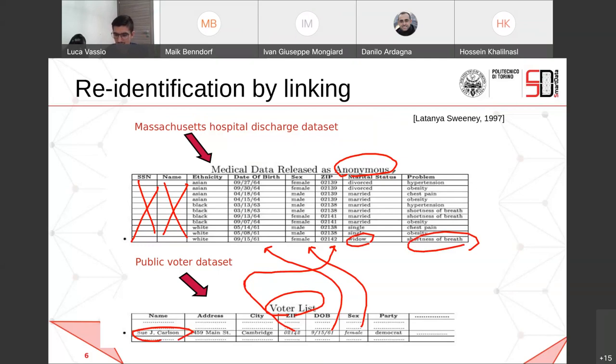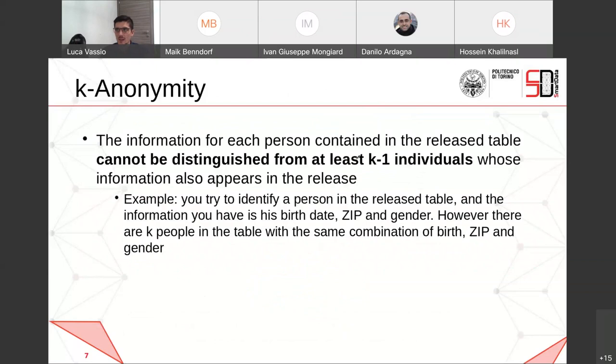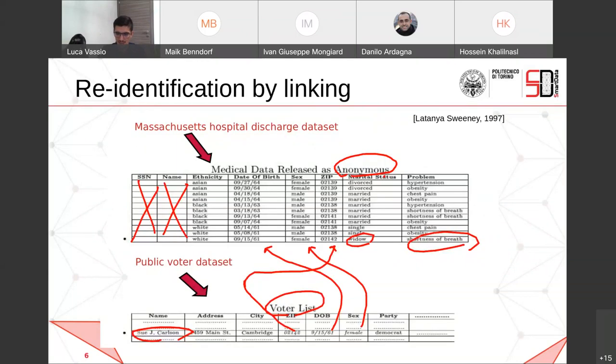I mean, it's just anonymous towards, let's say, naive attacks. And so that's where k-anonymity kicks in. So the idea is to avoid what we saw in this lab.